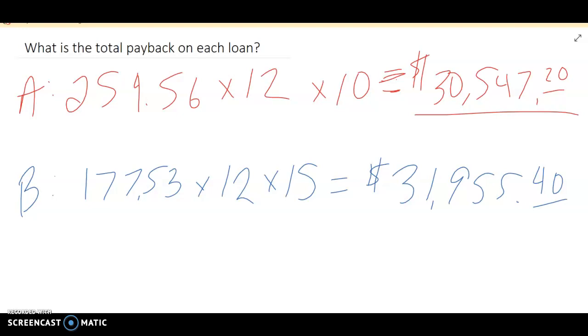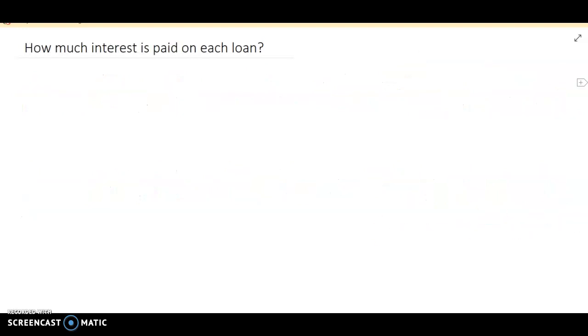So now we have a little bit of a difference. Well, we still had a difference. We had roughly an $80 monthly payment difference, but now we can see over the course of this loan. So let's take this one step further. Now that we have the paybacks for both of these, how much interest is paid on each loan?